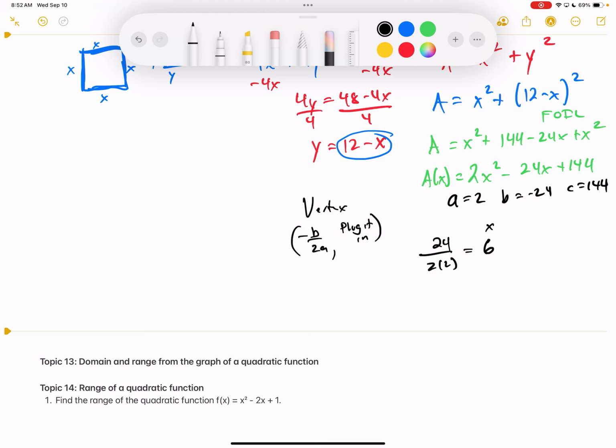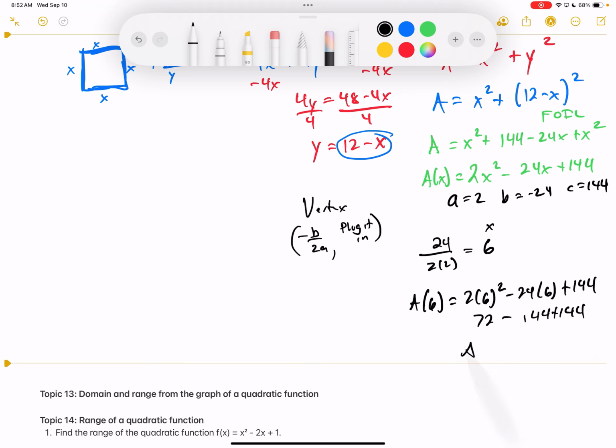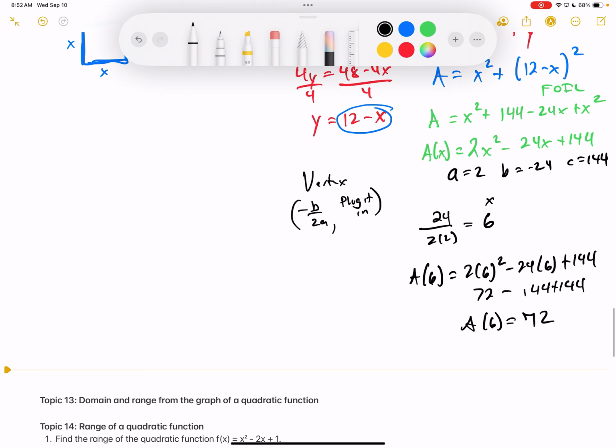I think all we have to do is find that one, because we don't have to find what the area is. But we'll go ahead and find it just in case. So now plug that in. Sorry, I cut off the question when I copied this over. So that's 72 minus 144 plus 144. So if my side is 6 for the x, it minimizes our area to 72 square feet.